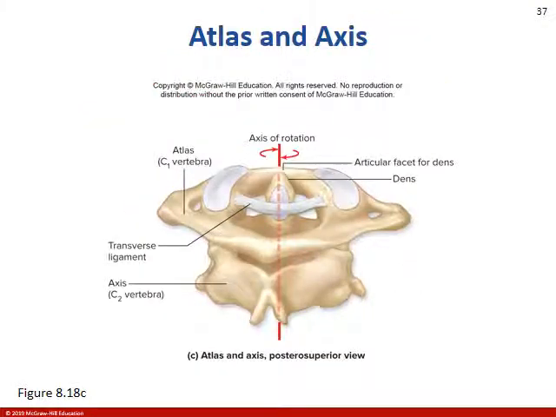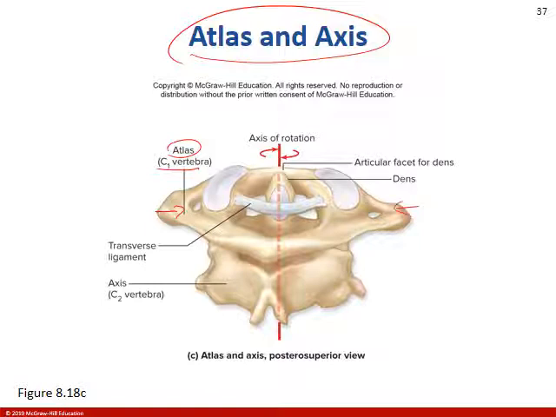Nice image here with the atlas and the axis. So you can see the atlas is superior. It sits on top of the axis. So why did we call it the axis? This dens, this special feature of the axis, serves as a point of rotation.